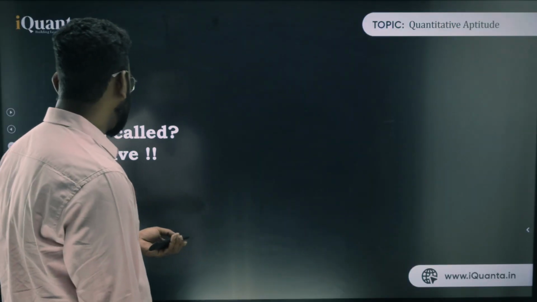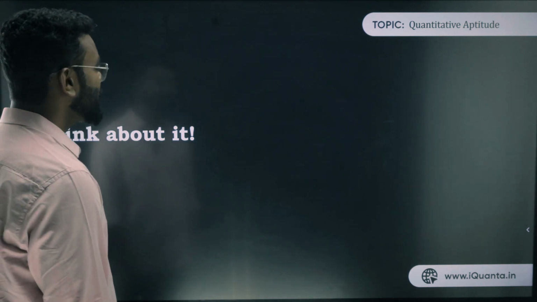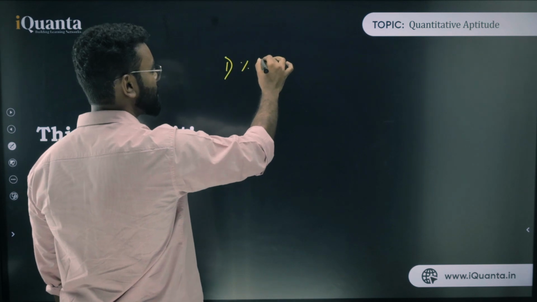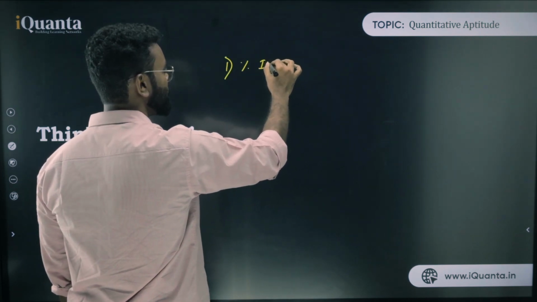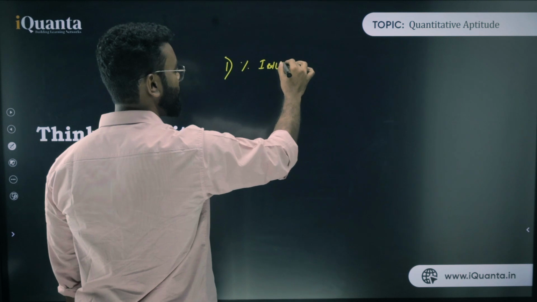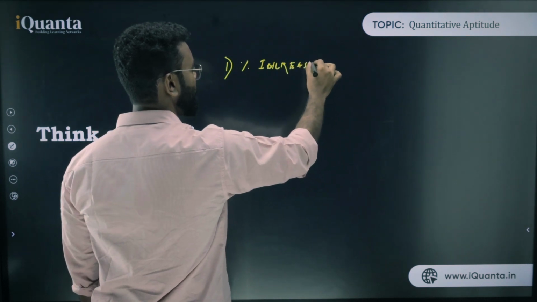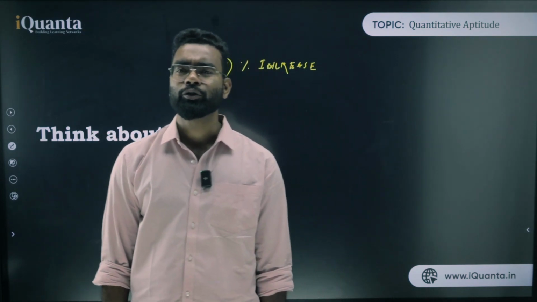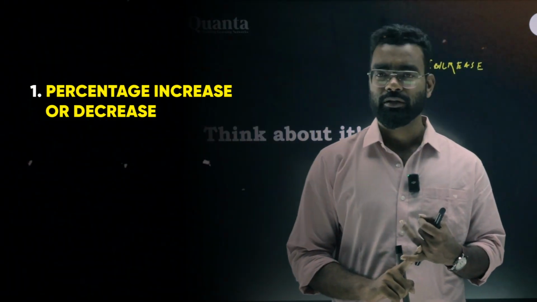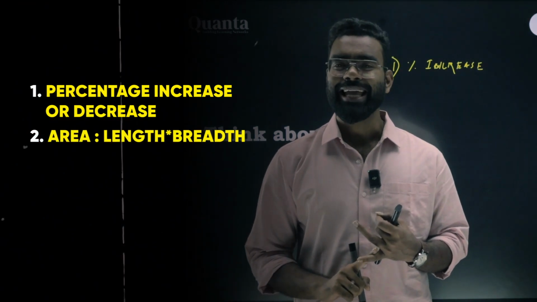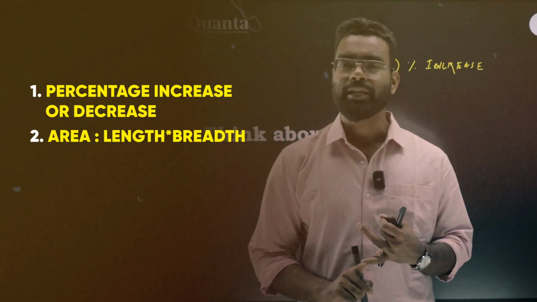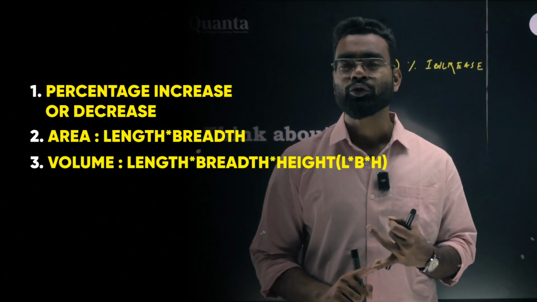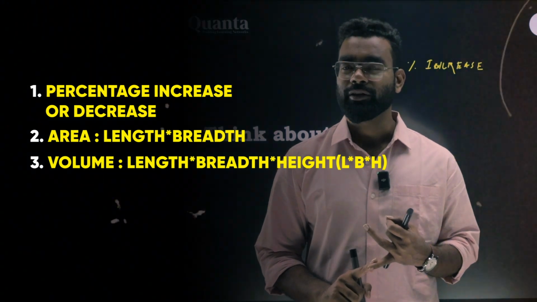So let's go for the next one. What is this called? This is called successive. Now think about where we can use it. Number 1 is percentage increase or decrease. Number 2 is area. Area is length into breadth. Number 3 is volume, that is LBH. We will discuss how we can use successive in LBH as well, in volume.